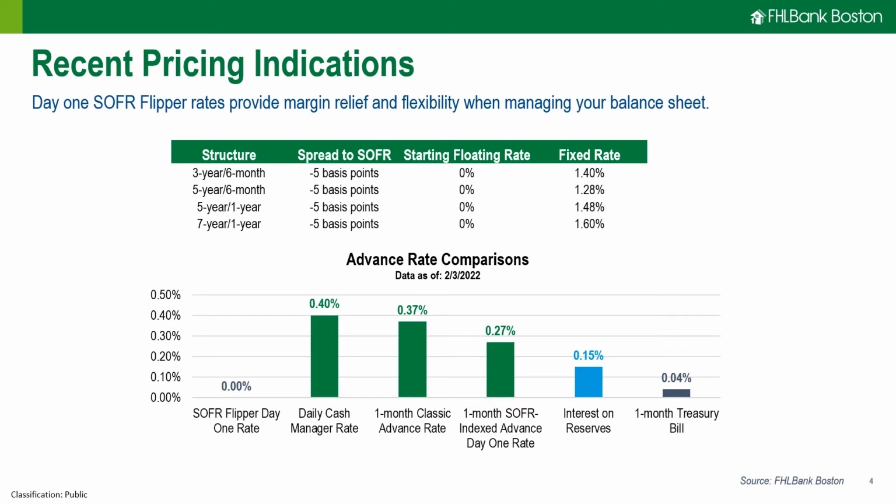Now you can see on the chart on the bottom, relative to other short-term instruments, such as the daily cash manager or 1-month classic advances, or even products like what you're receiving on interest reserves or 1-month treasury bills, you can see that the day one rate on the SOFR flipper advance is lower than pretty much everything else on the board.